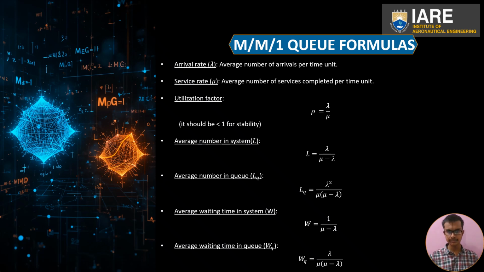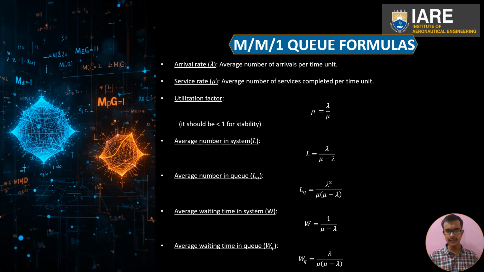Average number in system. It is denoted by capital L. Its formula is capital L is equal to lambda by mu minus lambda. Average number in queue. It is denoted by LQ. Its formula is LQ is equal to lambda square by mu into the whole of mu minus lambda. Average waiting time in system W. It is denoted by W, which is equal to 1 by mu minus lambda.